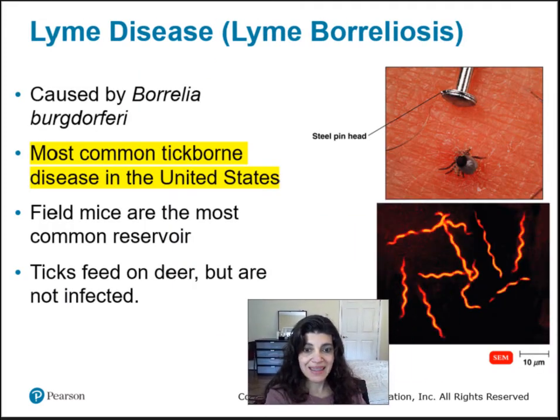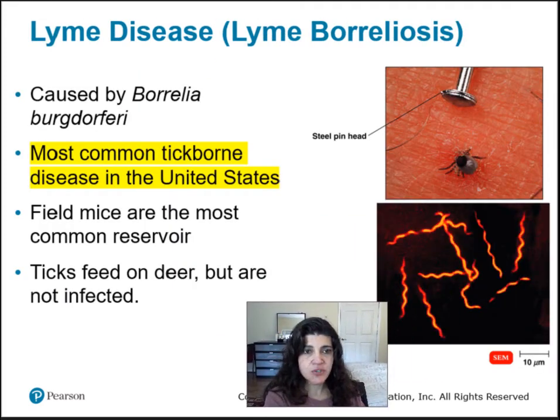Lyme. Lyme disease is caused by Borrelia burgdorferi, and this bacterium thrives and multiplies in ticks. So it's a tick-borne disease. And you probably heard about this before, right? So field mice are the most common reservoir, but the disease cycle doesn't close unless you have a deer in the cycle. So I'm going to show you how this happens. They're spirochetes, right? They move through corkscrew movement.